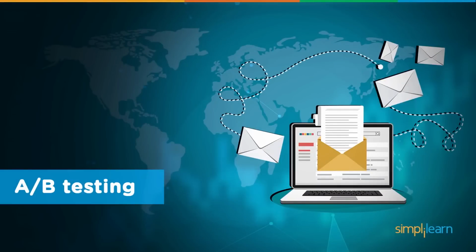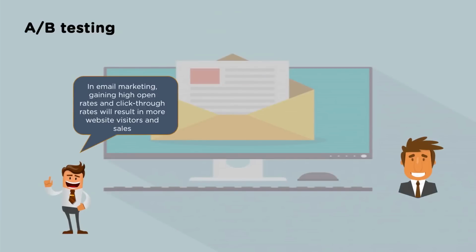So let's move into A/B testing. So A/B testing is key to email marketing. So in email marketing, gaining high open rates and click-through rates will result in more website visitors and sales. Okay. In theory, that's what's supposed to happen. We get more opens, we get more people to click.